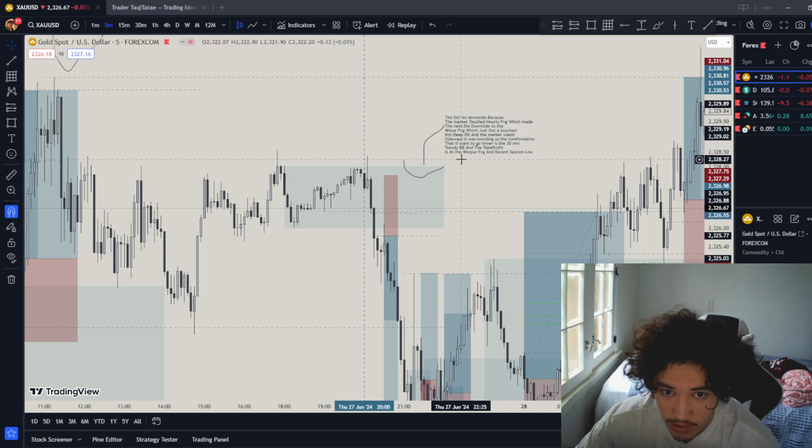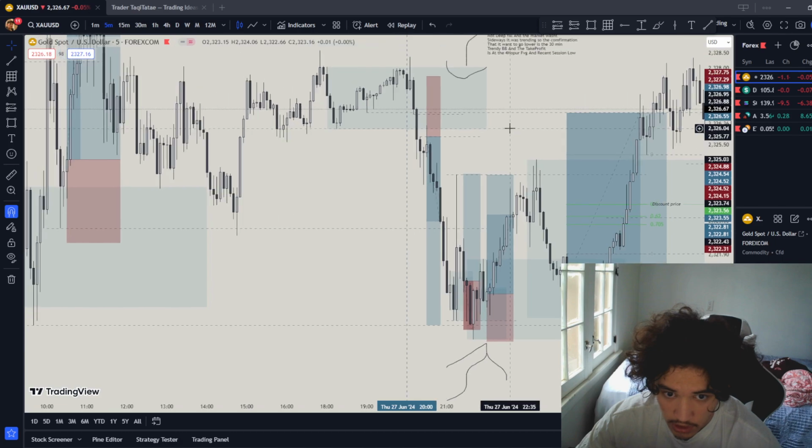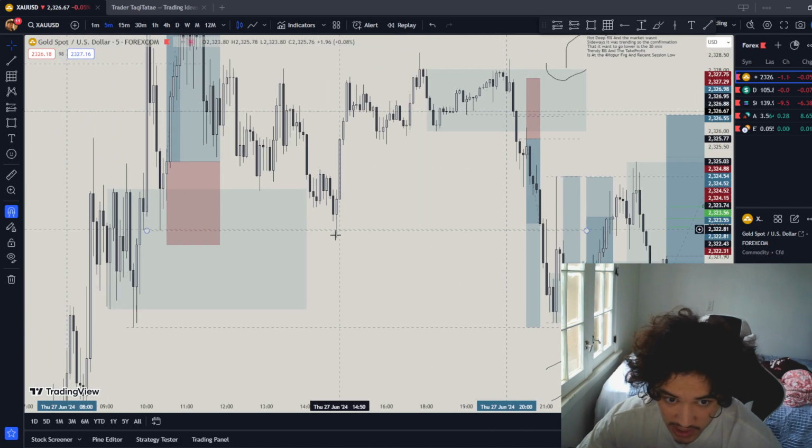Was enough to go downside, right? The 30-minute breakout block was enough. Then take profits at the 4-hour fair value gap and the resistance lows. The 4-hour fair value gap started right here. It just got a touch of it, which is not enough.